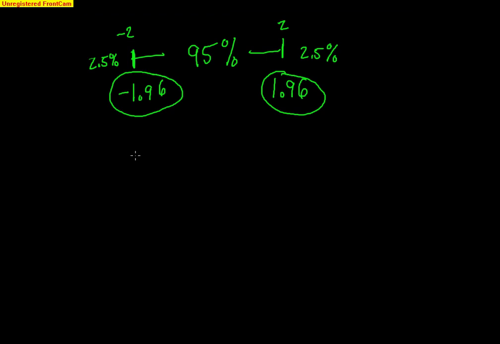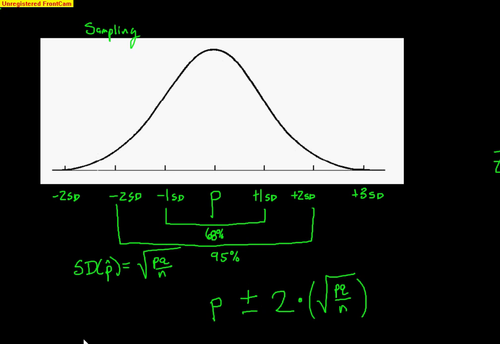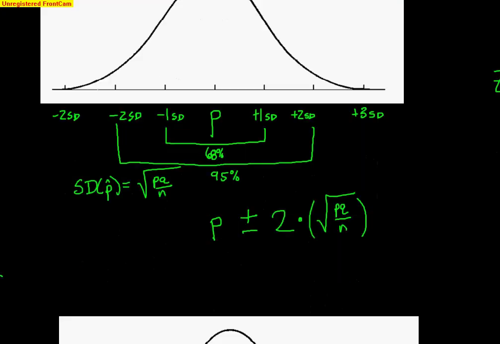We call these values z-stars. They're important. They're critical z-scores, and we've been used to -2 and +2, but we're actually going to go with 1.96 and -1.96. Okay, so now that we have that down, let's talk a little bit more about how to find these confidence intervals.